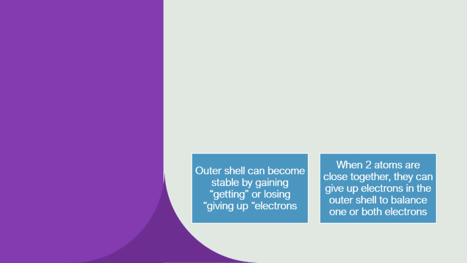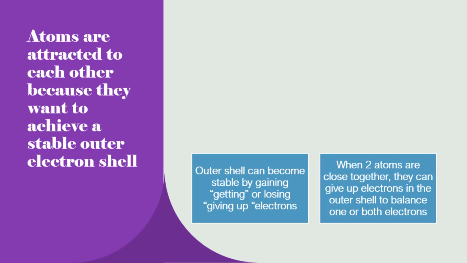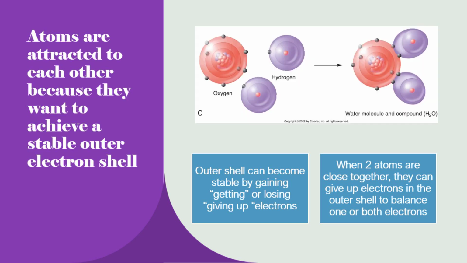Atoms are attracted to each other because they want to achieve a stable outer electron shell. The diagram shows how oxygen and hydrogen bond together and share the outer shell of the oxygen atom to form a stable H2O molecule. The oxygen atom needs 2 electrons. 2 hydrogen atoms bond to the outer shell of the oxygen to provide it with 2 additional electrons. Now the H2O molecule is stable.